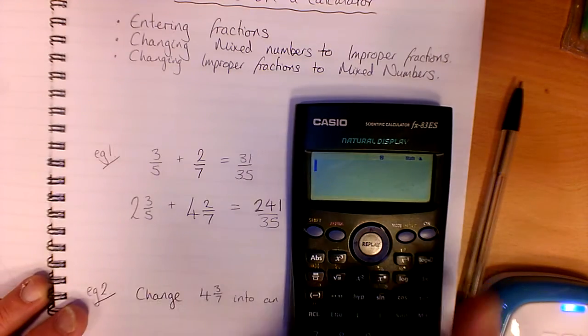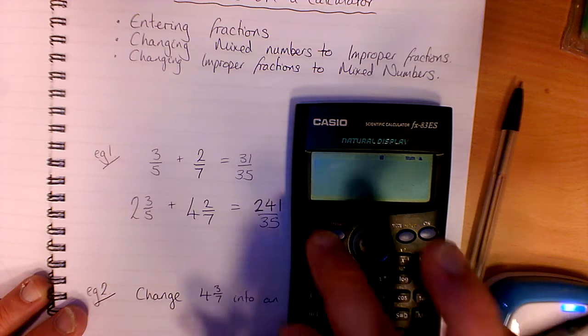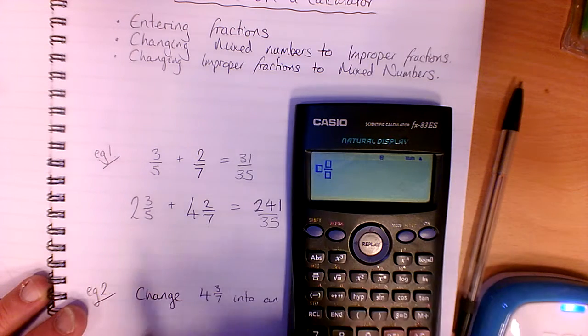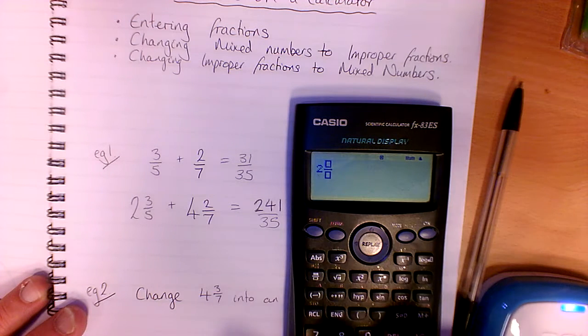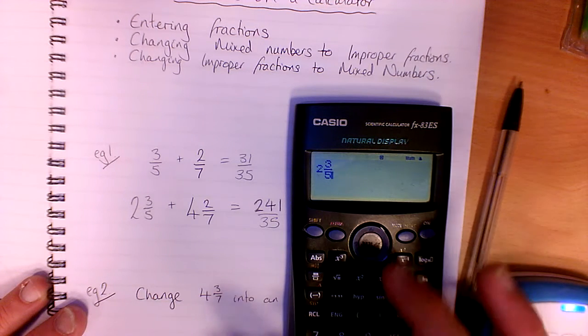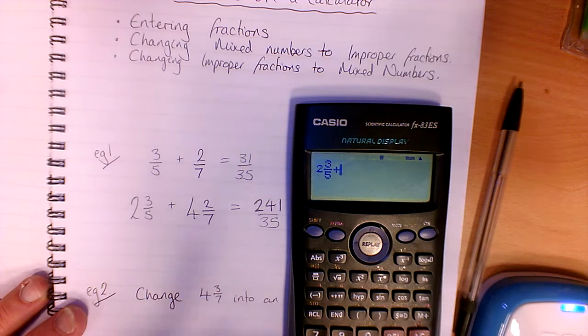So to enter 2 3/5, I'm going to press shift, and now you can see the difference in the boxes. So again, I just put in the numbers as given to me. 2 is the whole, move across to get 3, down to get 5, across to get the plus. I need to press the button again.